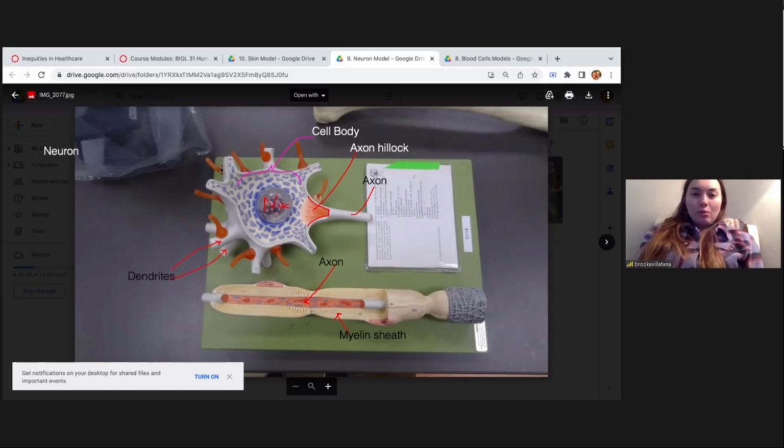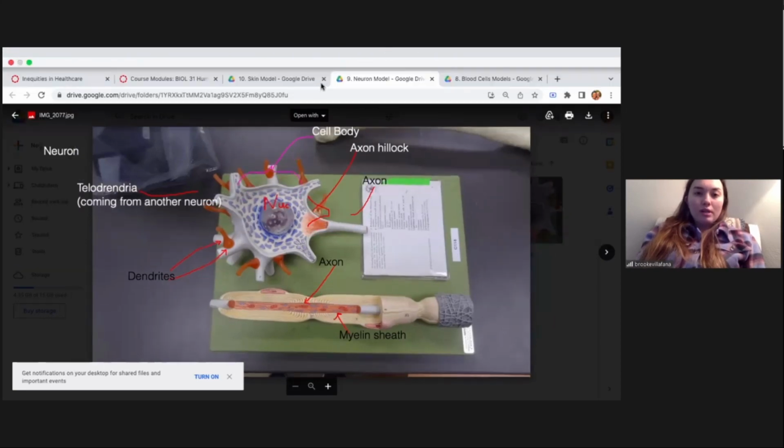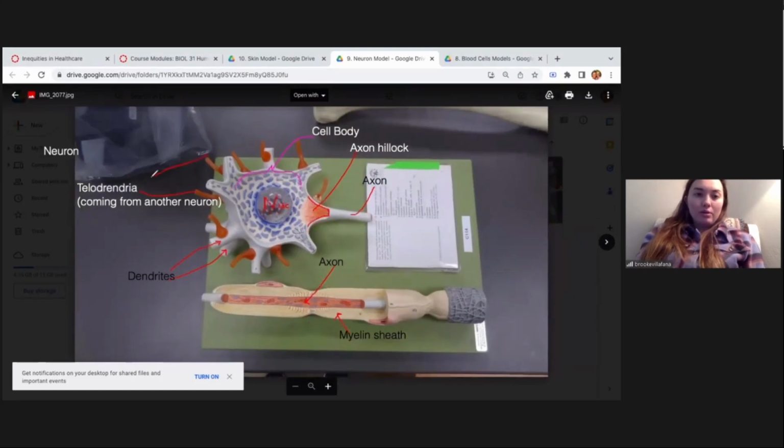So you might be wondering, what are all the little orange structures? Those are coming from another neuron. So they are telodendria. Remember, telodendria and synaptic knobs are the end of a neuron. These are coming from another neuron. I say that because usually on the test, students will mislabel these and say that they are dendrites. So just to be clear, the orange structures are not dendrites. The orange structures are telodendria.